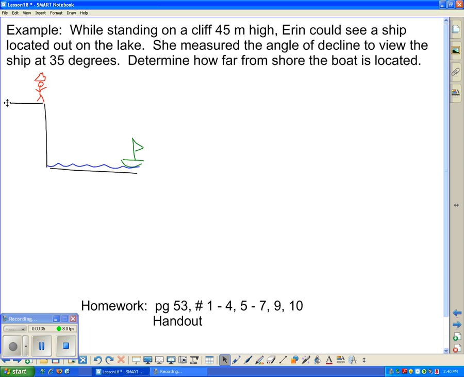Okay, so when you look straight out on the horizontal, that is our reference line. If Erin was to look up in the sky at a bird, that angle there would be the angle of inclination. If she's to look down at the boat, we call that the angle of decline.